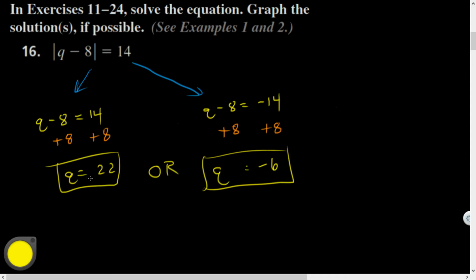Also, if I did a check, 22 minus 8 is 14. Abs val of 14 is 14. And how about negative 6? Negative 6 minus 8 is negative 14. And the absolute value of negative 14 is positive 14.